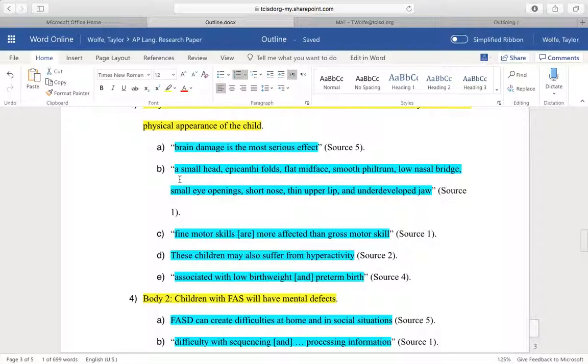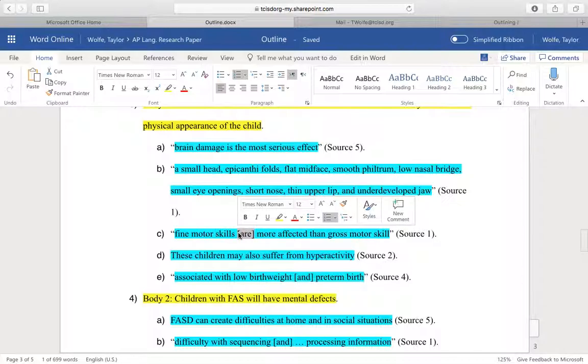Piece of evidence B: a small head, epicanthic fold, flat midface, smooth philtrum, low nasal bridge, small eye openings, short nose, thin upper lip, and underdeveloped jaw. It has quotation marks, comes from source 1.